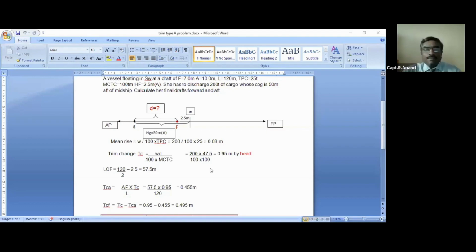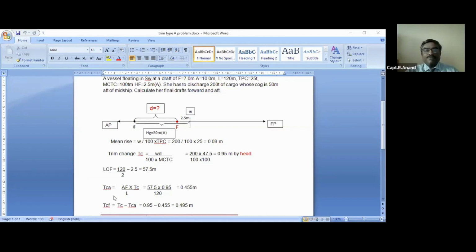In the meantime, let me continue with this worked out example. So the trim change formula is trim change into LCF by LBP. LCF is 57.5. Trim change we got here 0.95. By head, we'll be using it later. But as of now, remember, trim change aft, we got it as 0.455 meters. Total trim change was 0.95.